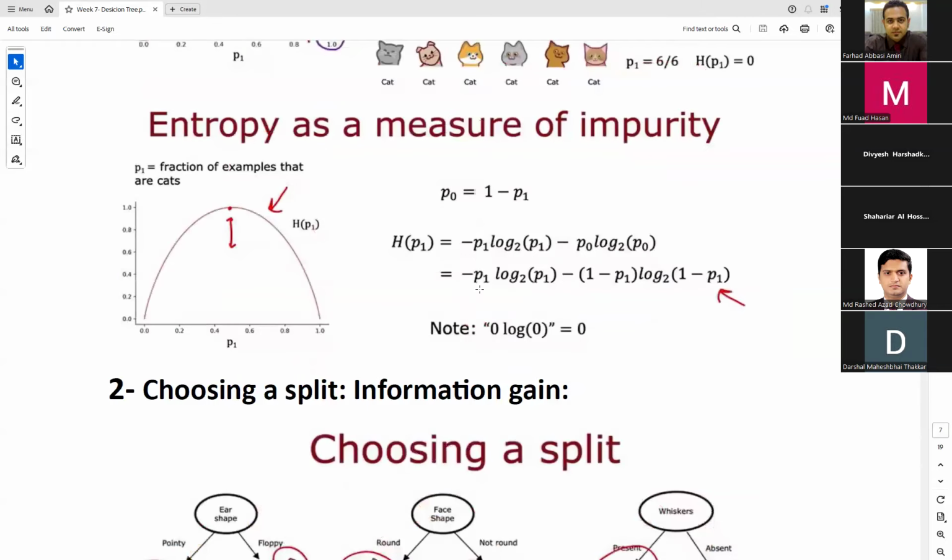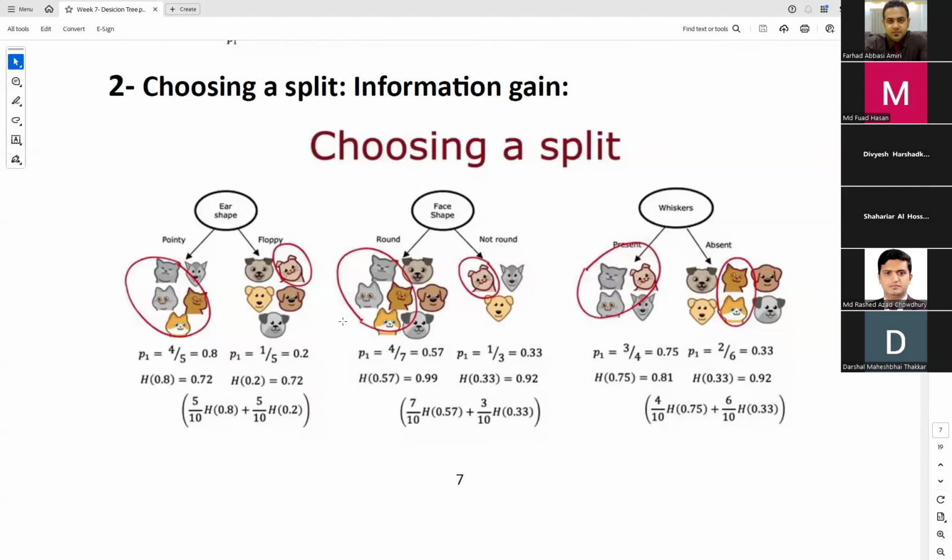And then you have this equation: when you have P1, you can calculate H of P1, the entropy, using this equation, right? So we have P1, and you calculate H of P1 for the left branch. Then for the right branch, you already have P1, and you calculate the H of P1, or the entropy, 0.72, 0.72.